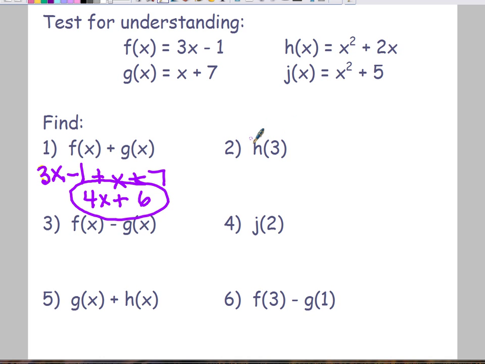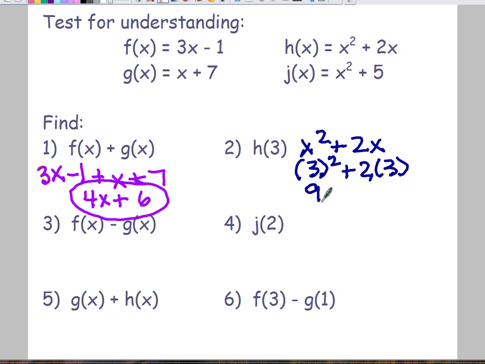H of 3, this is telling me to use function h and replace x with 3. So now I'm going to take function h, which is x squared plus 2x, and now everywhere I had an x before, I'm now going to put a 3. It's an excellent idea to put that 3 inside parentheses. So now I get 3 squared, or 3 times 3 gives me 9. 2 times 3 gives me 6, and 9 plus 6 gives me 15. Now I've evaluated h of 3.